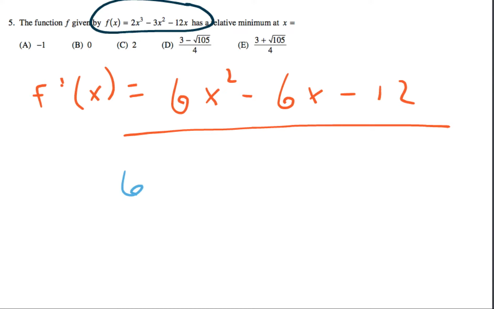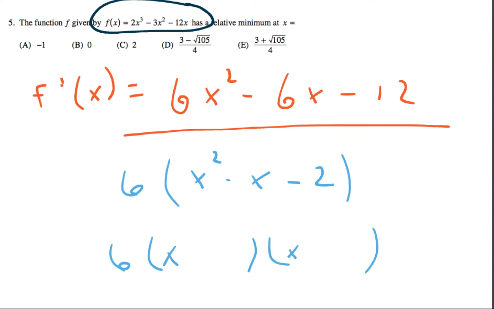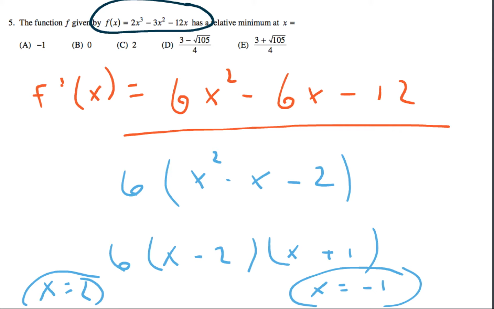So we're going to take out a 6 from everything. We're going to have x squared minus x minus 2, if I did that correctly. Factoring out this quadratic a little more, we're going to have x minus 2 times x plus 1. So now we have our two critical points of x equals 2 and x equals negative 1. And what we need to do now is figure out which one's a minimum.